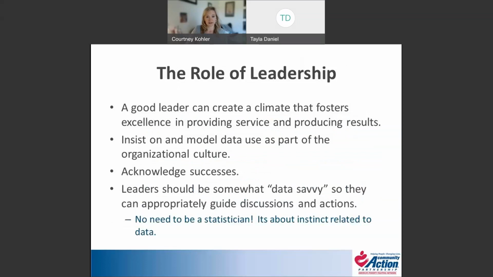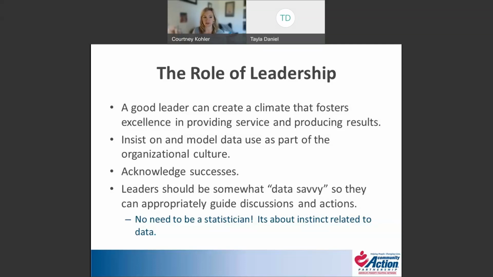And within an organization that is data-centric or that is shifting to a more data-centric culture, the role of leadership is really critical. A good leader can really create a good climate that fosters excellence in providing service as well as producing results and outcomes. You can insist on and model data use as a part of the organizational culture. So a good leader would exemplify that as well.